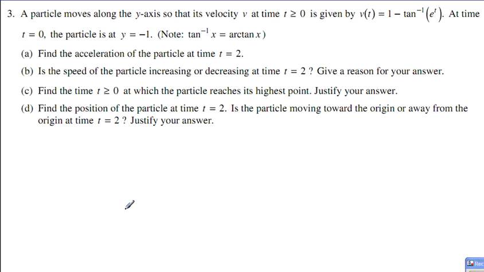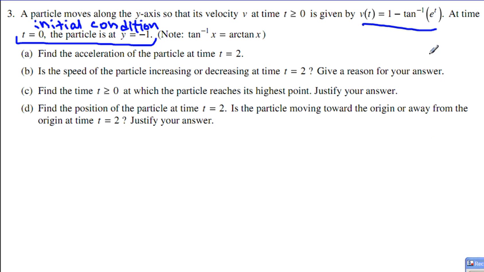Number 3. A particle moves along the y-axis so that the velocity is given here. We've been solving many times particle moving along the x-axis, but it's essentially the same thing. At time t equal to 0, y is equal to negative 1. Notice that this is the initial condition. Initial condition usually deals with the value of the constant c when you take the antiderivative of this one. But we'll see what happens here.